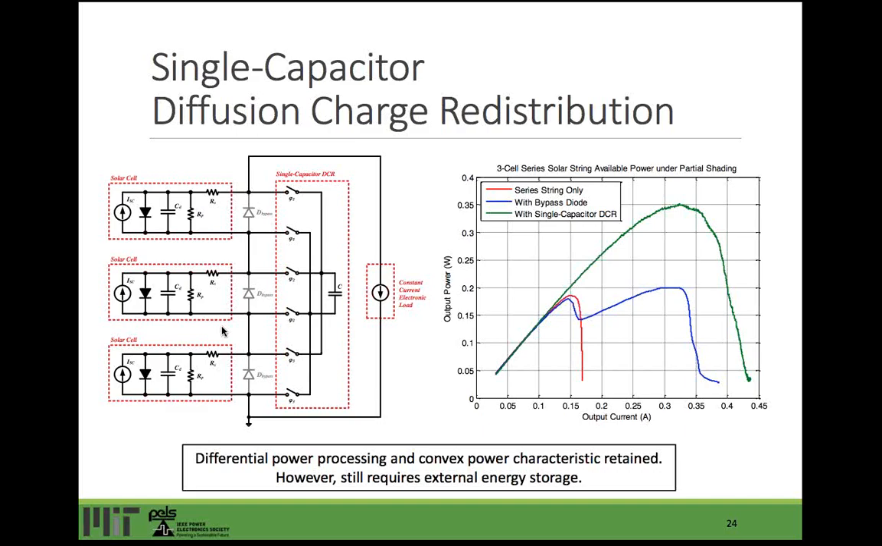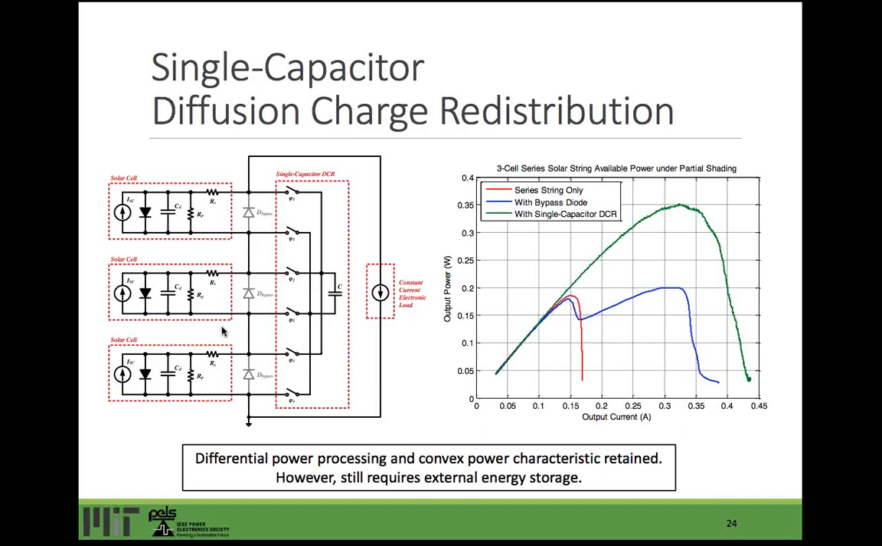So we built a small prototype for validation, and the plot on the right has the output current on the x-axis and the output power on the y-axis. As shown, the single capacitor diffusion charge redistribution scheme in green can extract much higher power under partial shading condition when compared to the series string in red and the series string with bypass diodes in blue.